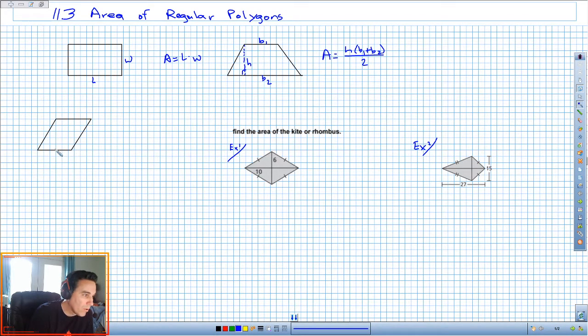So when all the sides are the same, right? Opposite sides are parallel, all the sides are the same, like a square that is leaning over. So that is your rhombus.